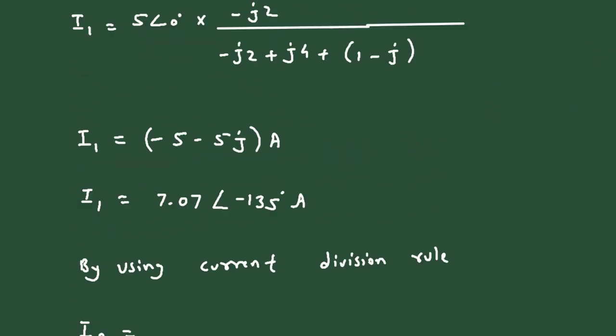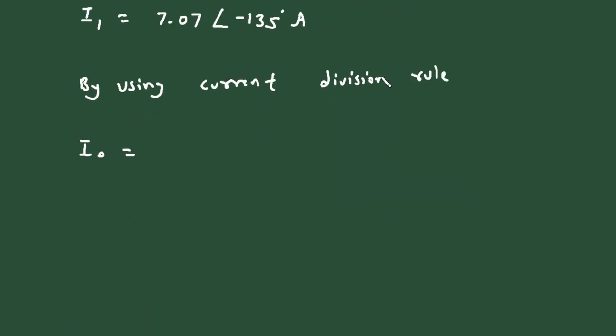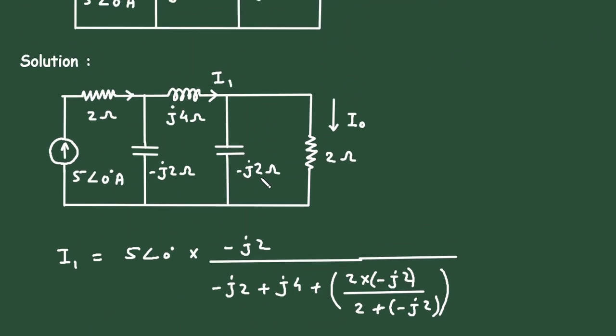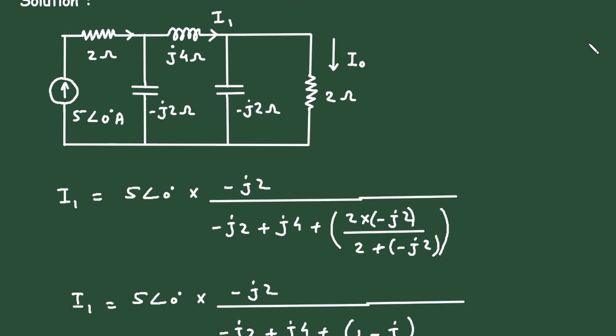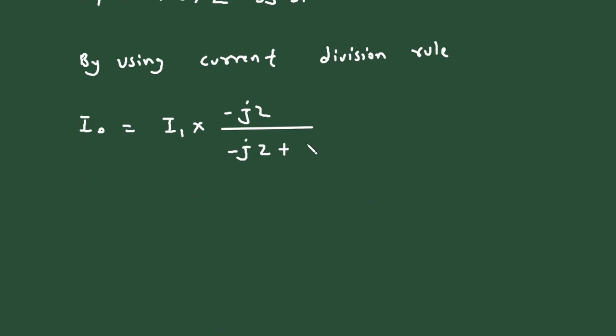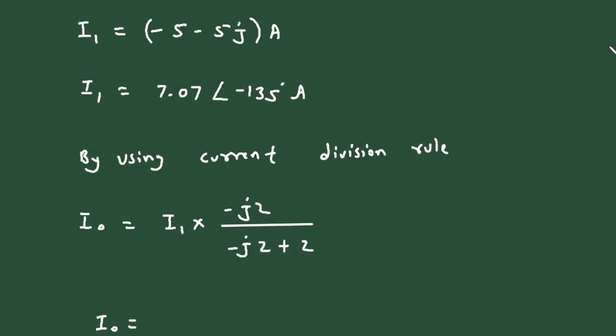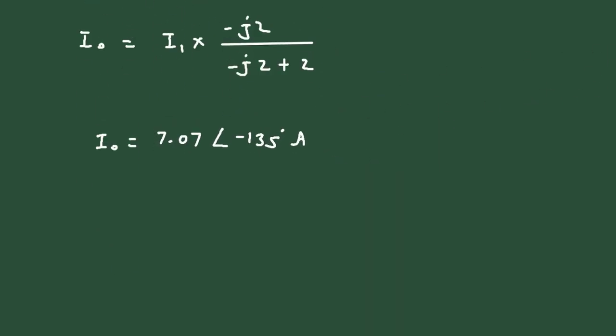Io will be equal to this current I1 multiplied with the opposite branch resistance. So your opposite branch is minus J2, divided by minus J2 plus 2 ohm, this 2 ohm. So Io is equal to, the value of I1 is, here we can see, this much. So let's copy this from here first. This into this much.